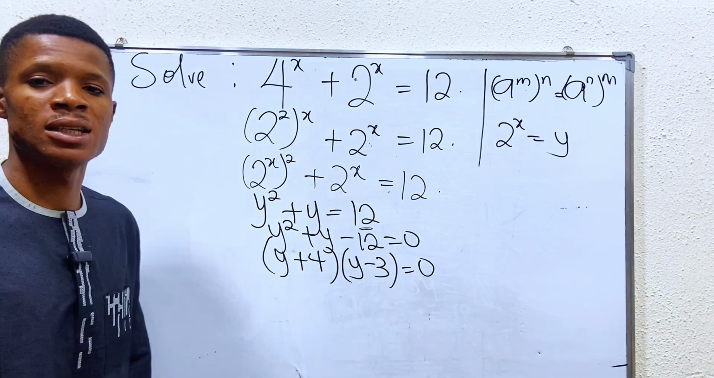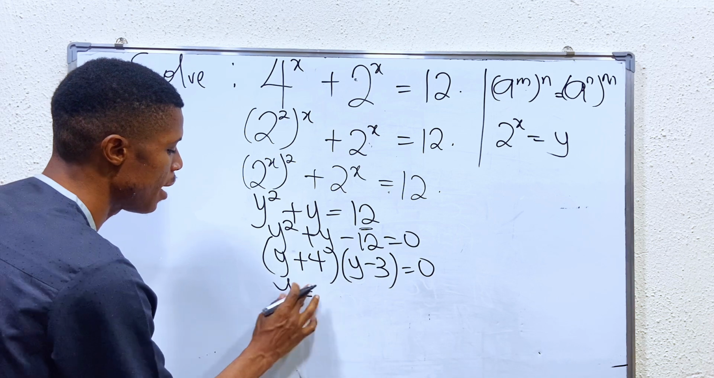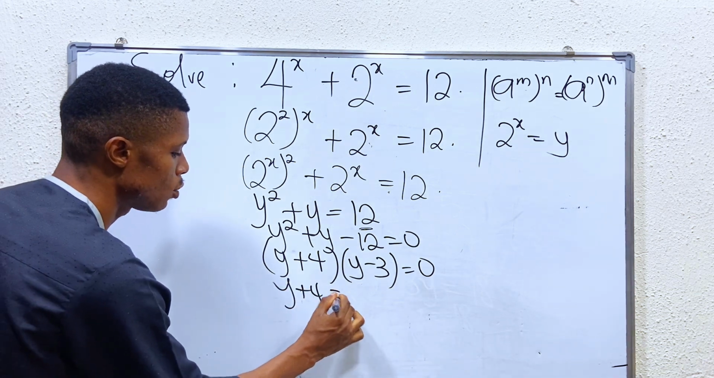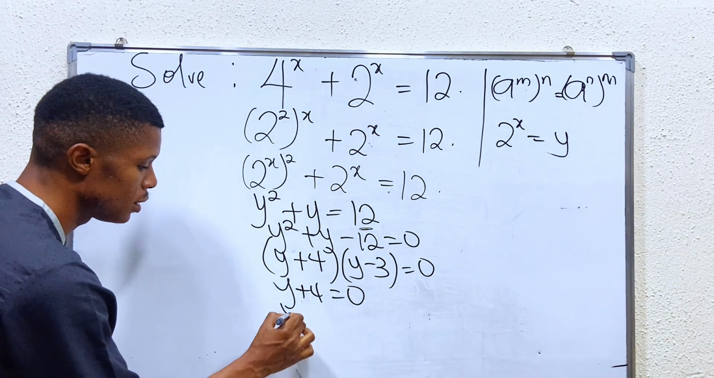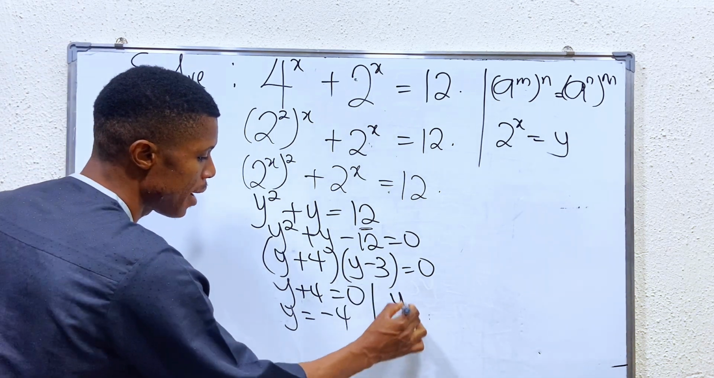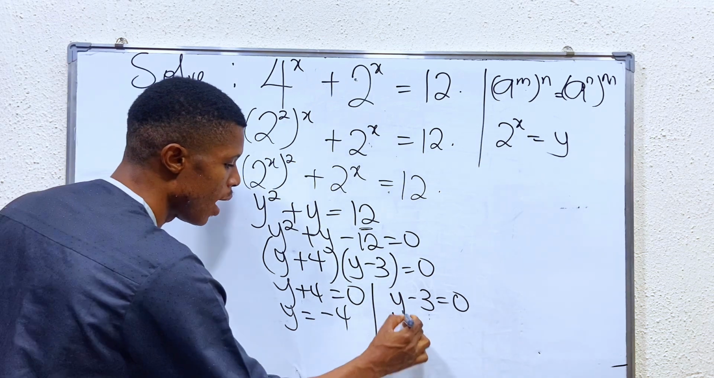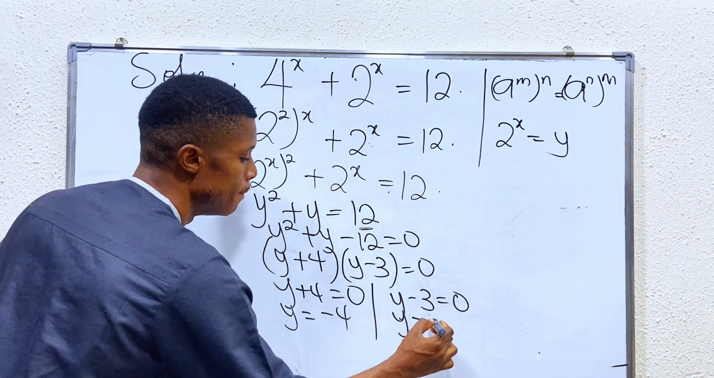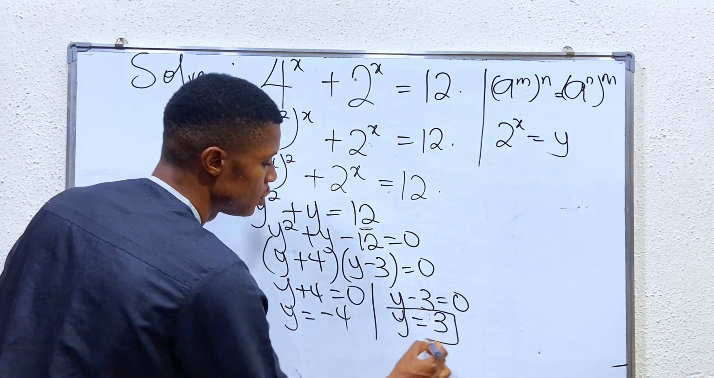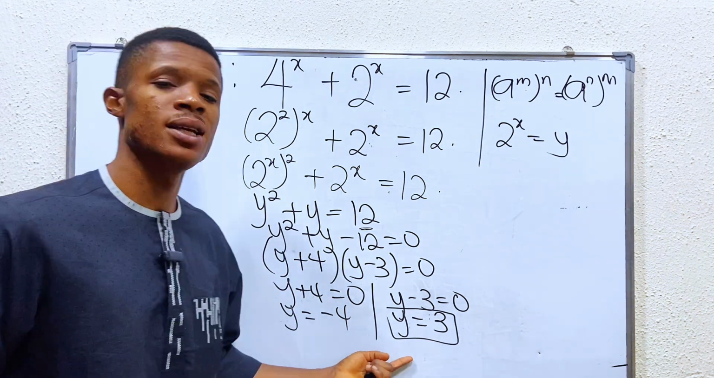So since you've understood this, you can now see that y plus 4 is equals to 0, showing you that y is equals to minus 4. Then y minus 3 is equals to 0. This implies that y is equals to what? 3. Okay? So the two possible solutions are y is minus 4 and y is 3.